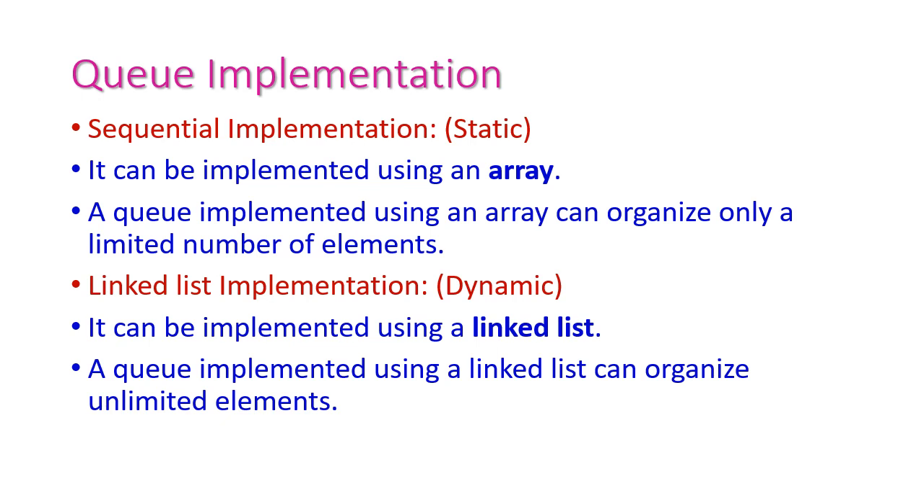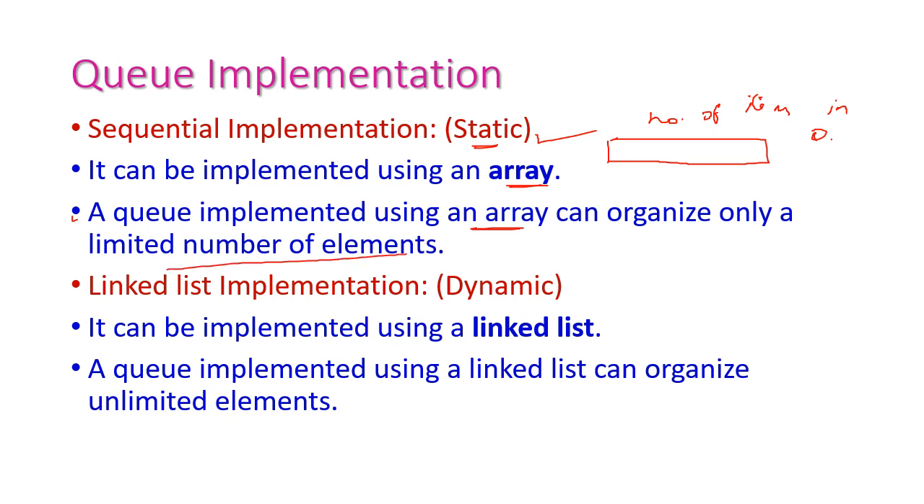Here the first one is sequential implementation. Sequential implementation is a static one. That is, it can be implemented by using array. During declaration time itself, we have to specify the number of items in the queue. So this is sequential implementation. Here, the queue implementation using an array can organize only a limited number of elements. That is, during declaration itself, we have to specify the number of items in the queue. Hence, it is called as static implementation.